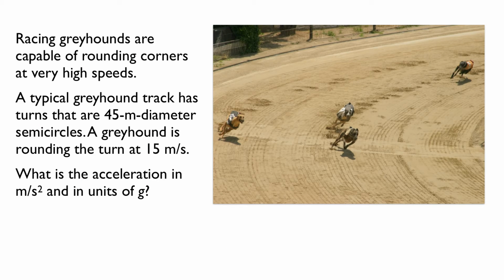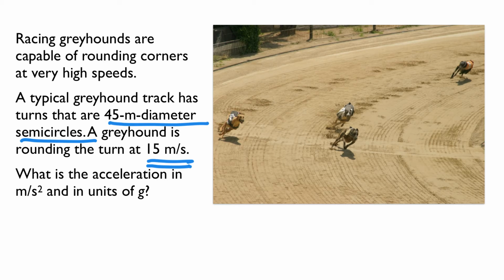And I want to look at an example of animal locomotion. We're looking at racing greyhounds. Racing greyhounds have some amazing physical attributes. One is amazing acceleration. Two is amazing cornering abilities. And here is actual data from racing greyhounds. They run around tracks, and the tracks are 45-meter diameter semicircles. A typical speed for a greyhound in a race is about 15 meters per second.